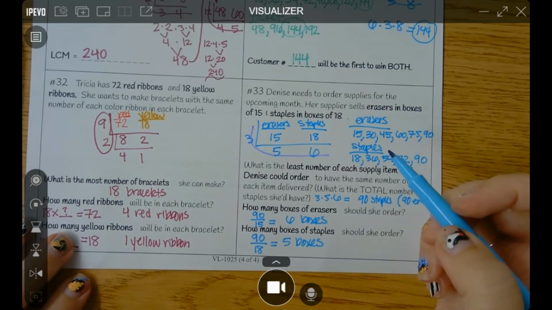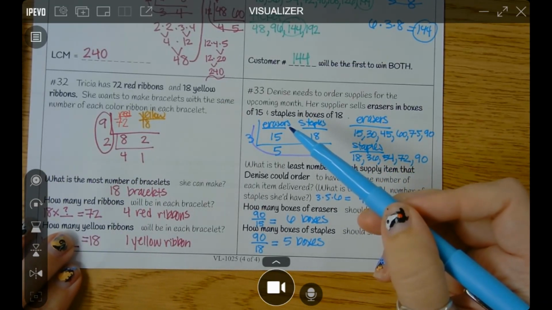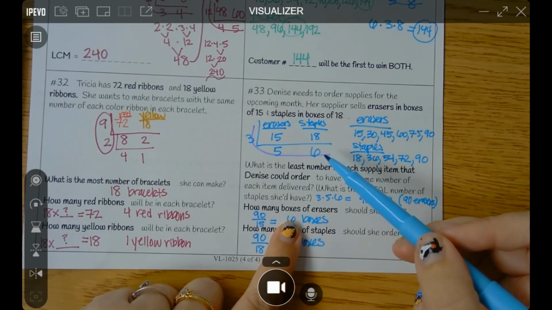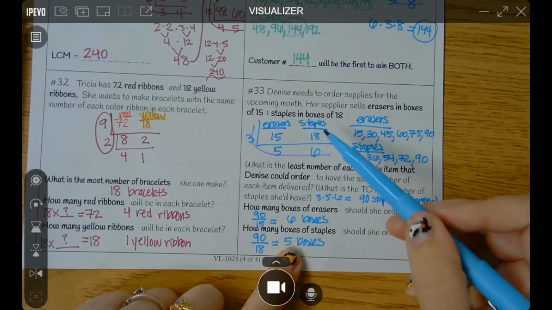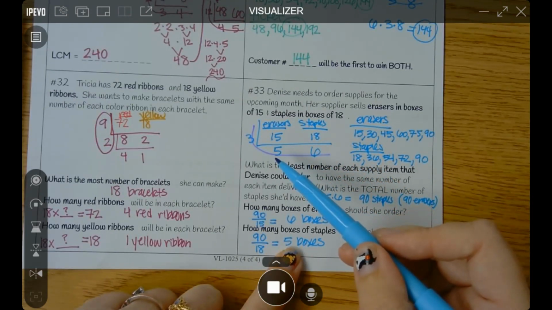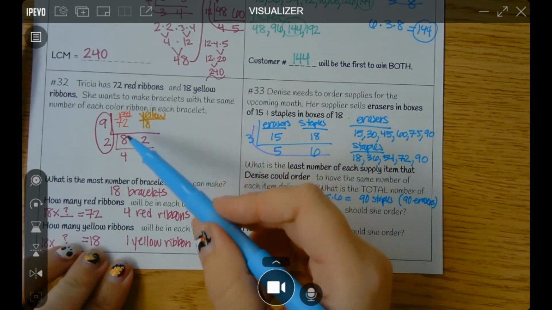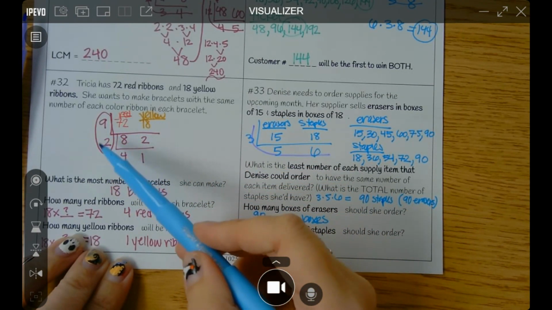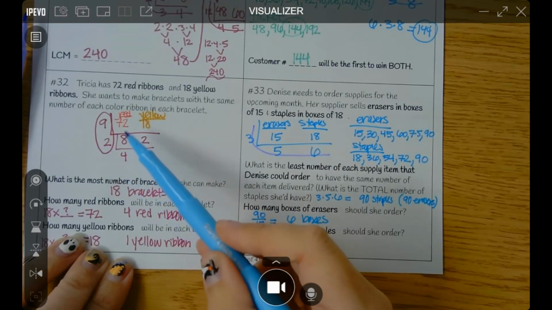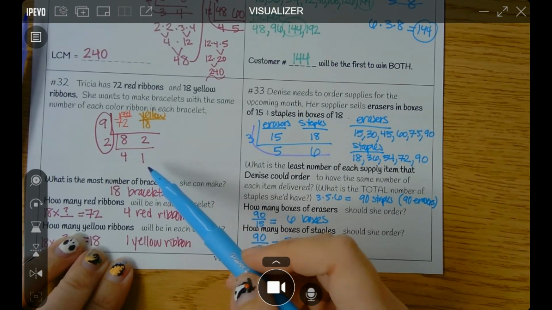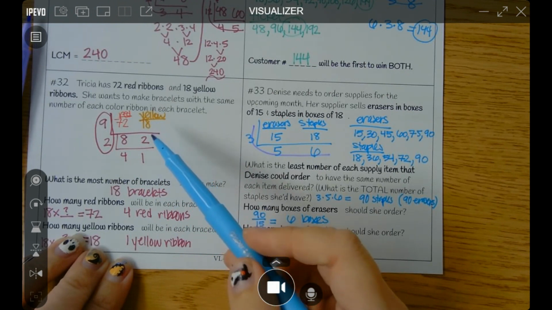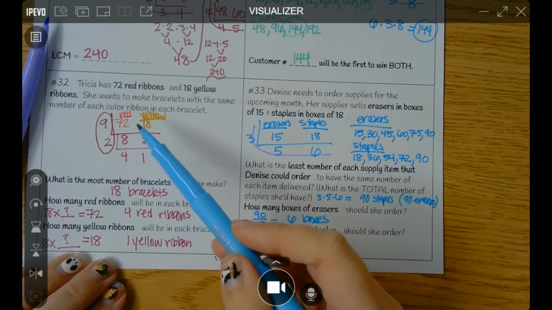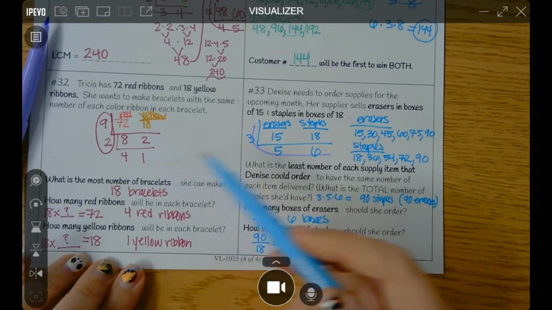If you notice something, you're like, wait, it switched. What happened? So for the erasers, the answer is 6 over here, and for staples, the answer is 5 over here. And you're like, but over here, red, the answer was 4, and yellow, the answer was 1. Because this times 18, 18 times 4 equals 72, and 18 times 1 equals that 18. It makes sense because you were limited with it. So this number times this equals that one. This was all I had to work with.